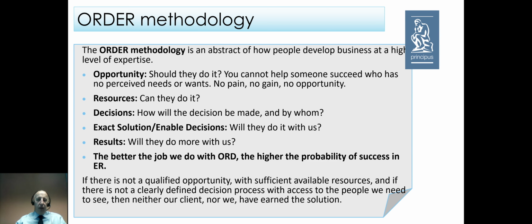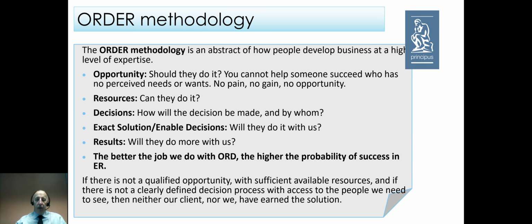The phases are opportunity: should they do it, or should we do it? You cannot help someone succeed who has not pursued needs or wants. No pain, no gain, no opportunity. The second phase is resources, check regarding the resources. So the question here is, can they do it? The third phase is the decision. So we need to know how will the decision be made and by whom.